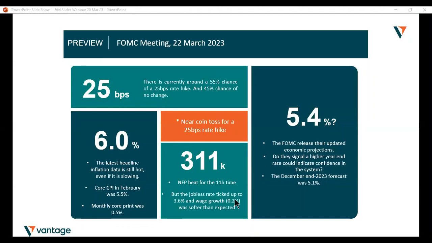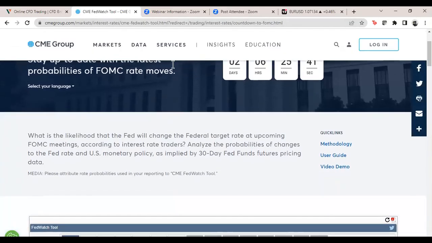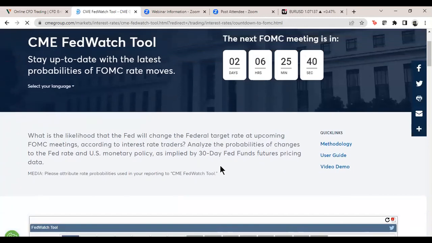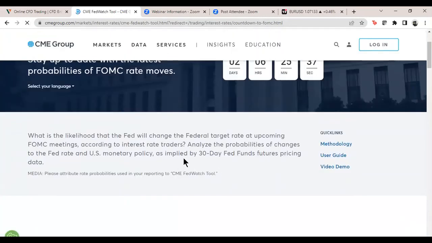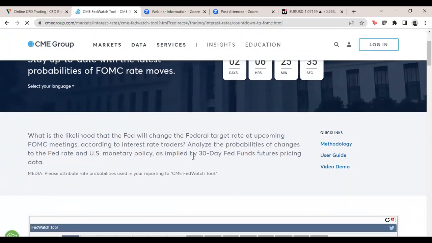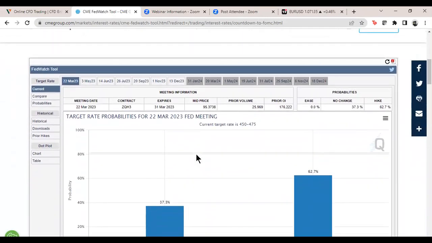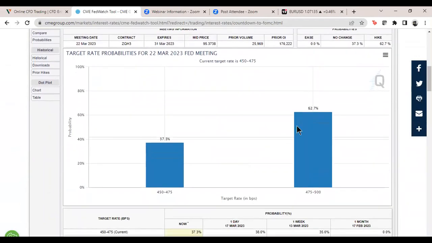I've used this a lot, and hopefully you might be using it too. The CME FedWatch tool is showing us Fed funds futures, what they expect at the next Fed meetings. Of course, the next one is on Wednesday, and you can see there's a 62.7% chance of a 25 basis point rate hike on Wednesday, and 37% chance, so sort of 60-40, that they sit on their hands and don't do anything.